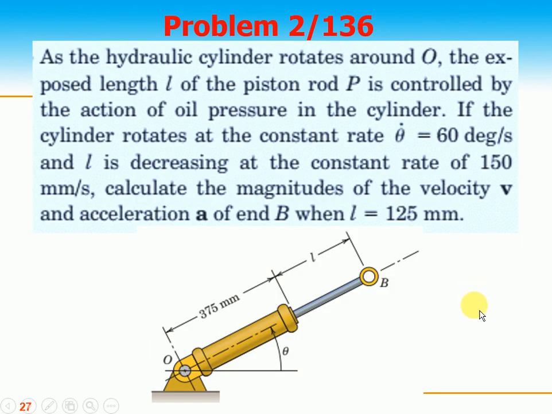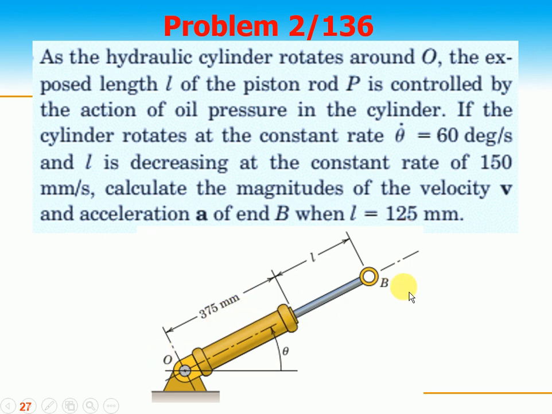Next problem is regarding the robotic arm, which is basically sliding hydraulically. As the hydraulic cylinder rotates around O, in this direction, like here, the exposed length L of the piston rod P is controlled by the action of oil pressure in the cylinder. If the cylinder rotates at a constant rate of theta dot 60 degree per second and L is decreasing at the constant rate of 150 millimeter per second, it is coming inward, so it becomes negative. Calculate the magnitude of the velocity V and acceleration A of the end B when L is equal to 125 millimeter.